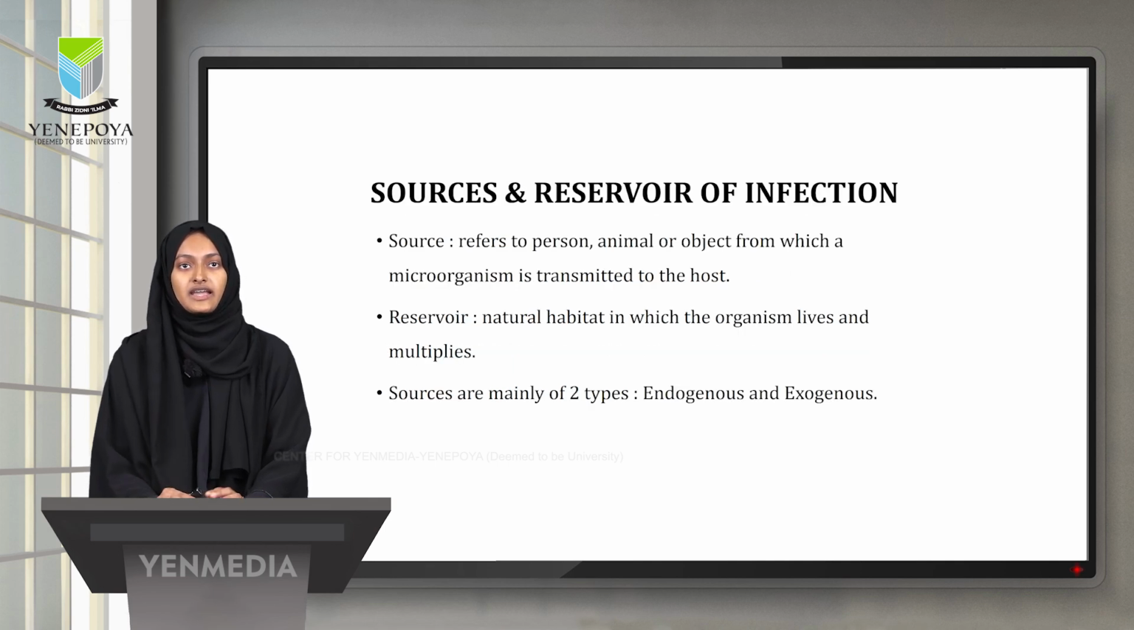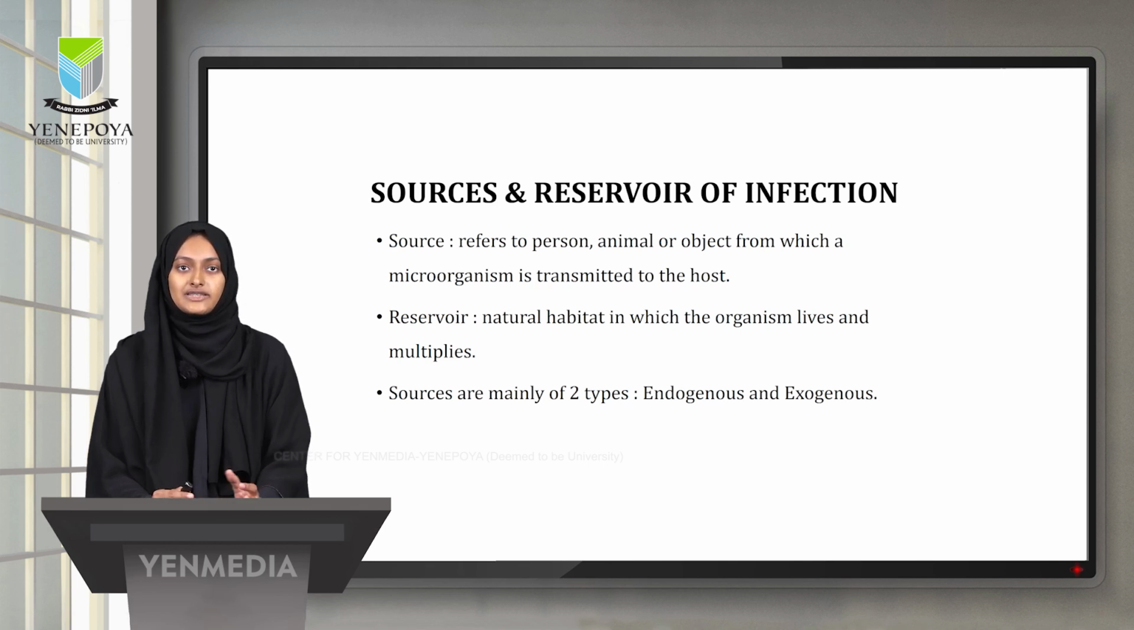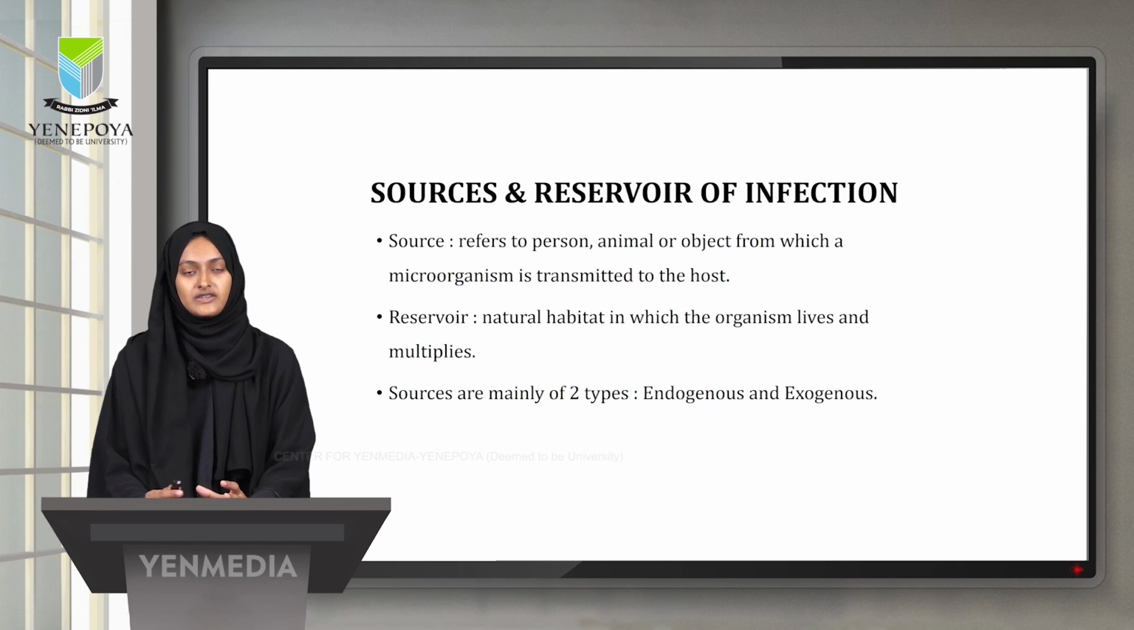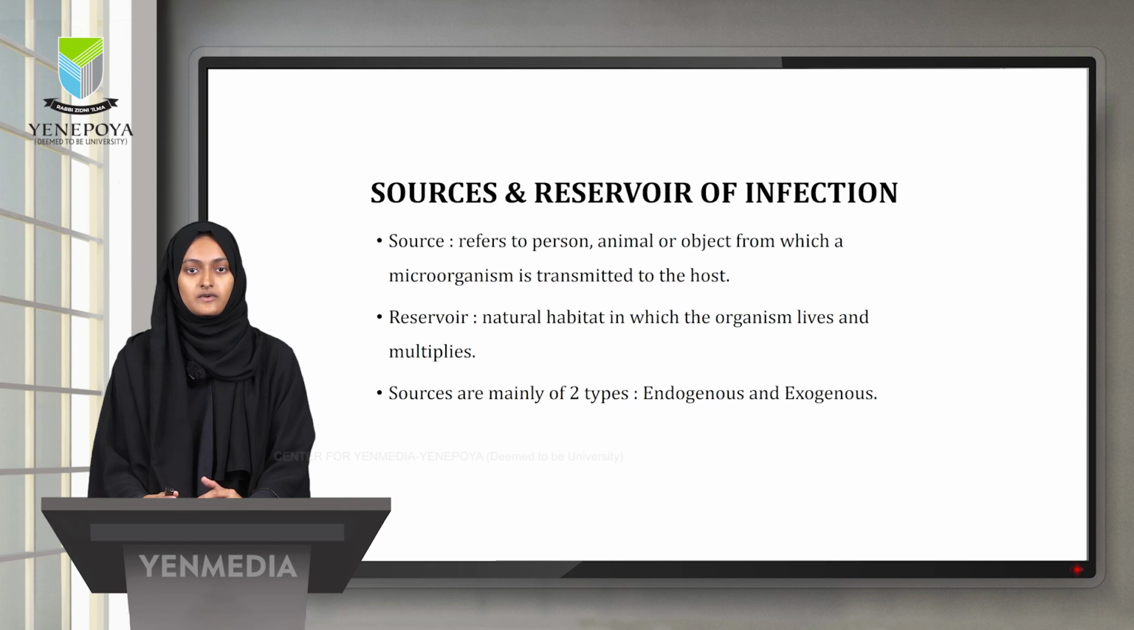Moving to the sources and reservoir of infection. So here a source refers to a person, animal or object from which the microorganism is transmitted to the host. Reservoir is the habitat in which the organism will live and multiply. So in some cases the source and reservoir are same, and in some cases it is different.